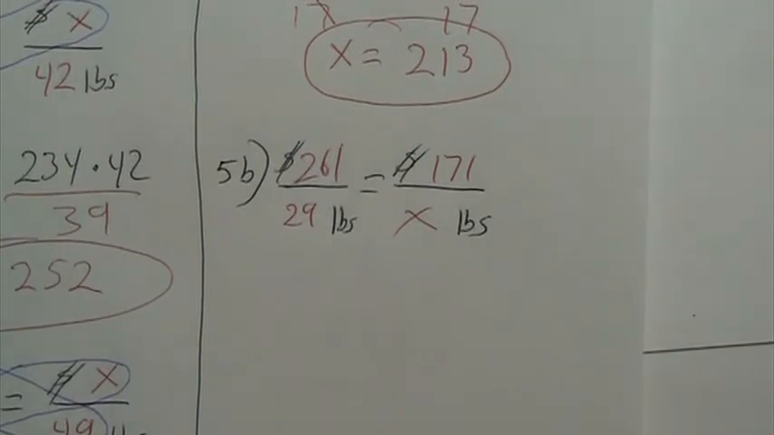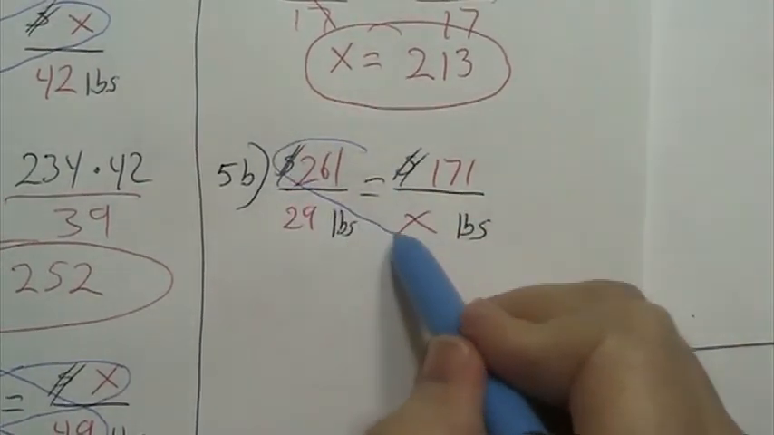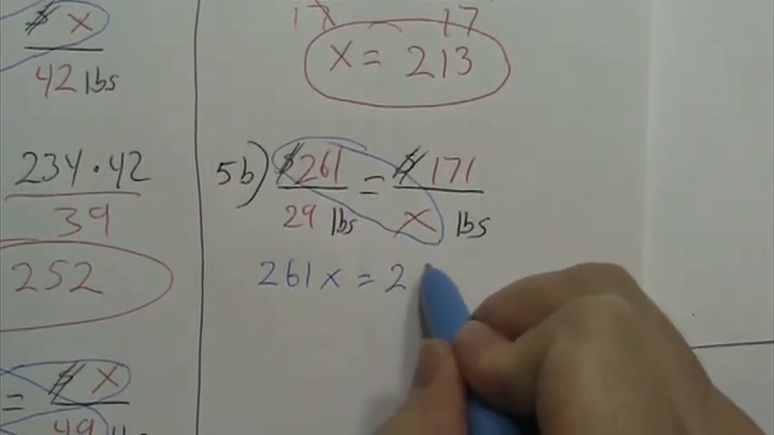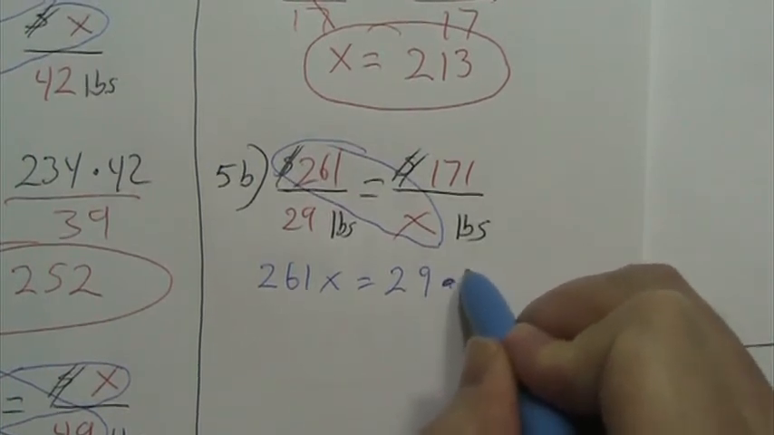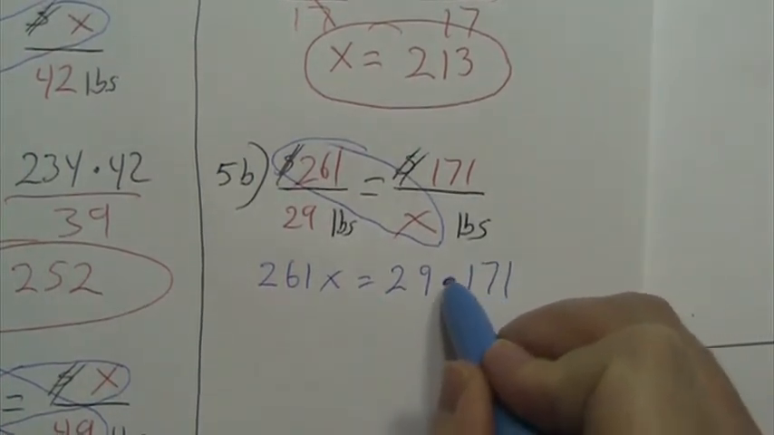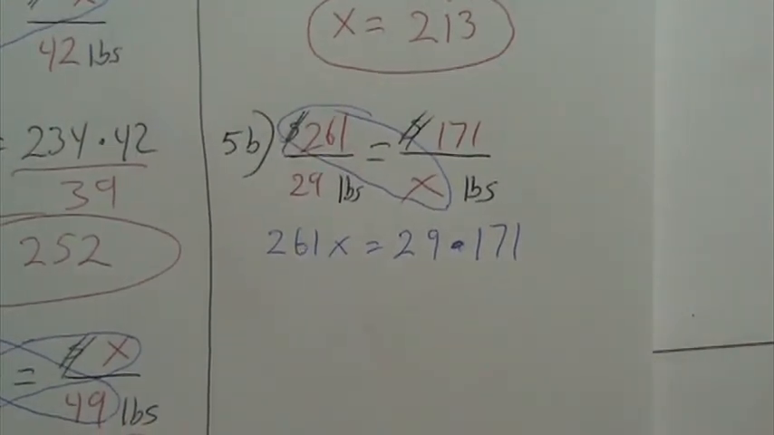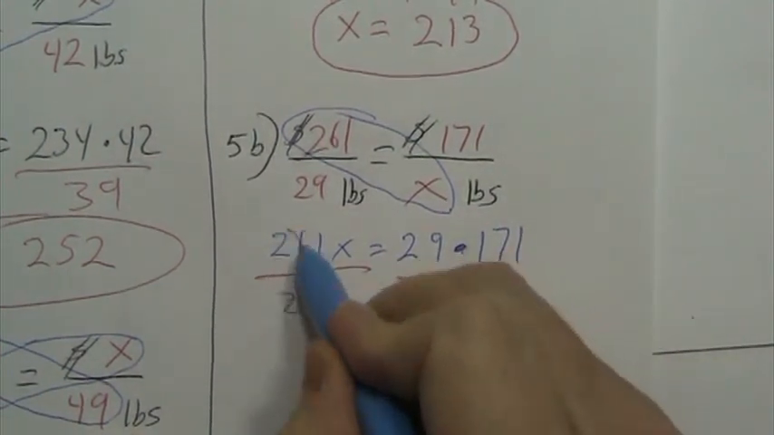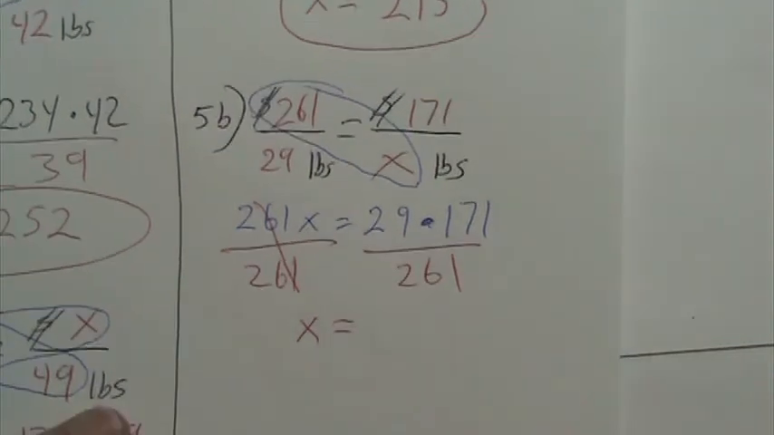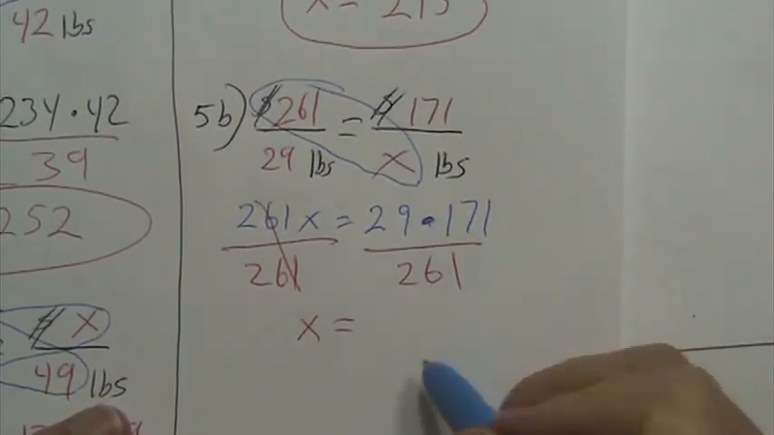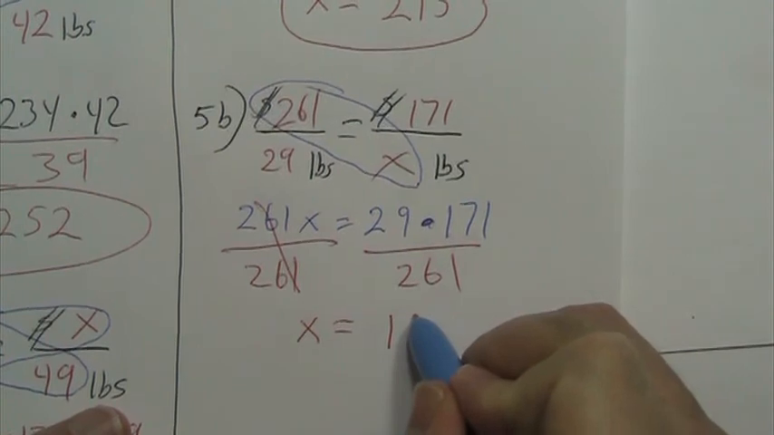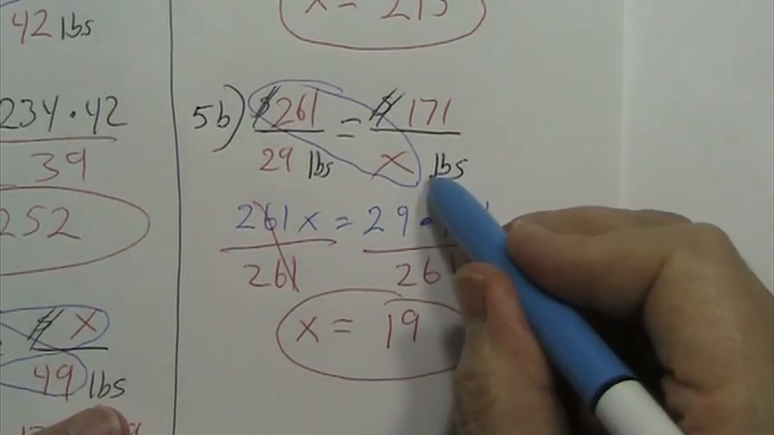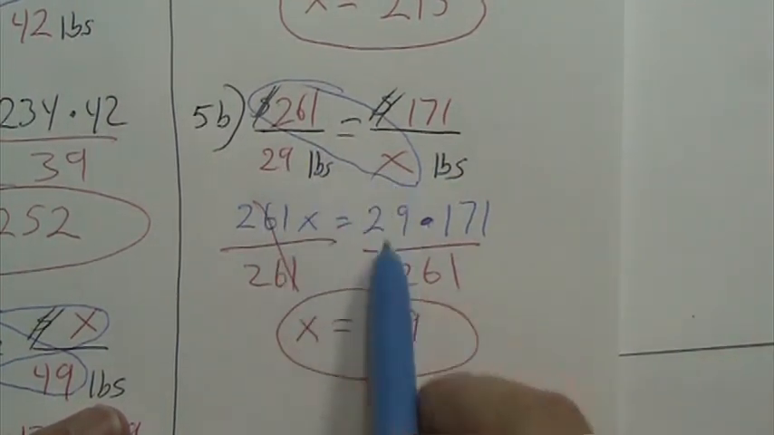Has to be less. All right, I use my cross products. These two go together. The other two go together. Times. It's not a decimal point, it's in the middle. Next, divide by 261 because you want to get the letter by itself. All right, and if you calculate all this out, you're going to end up with 19 pounds. And look, it does go down. It is smaller.